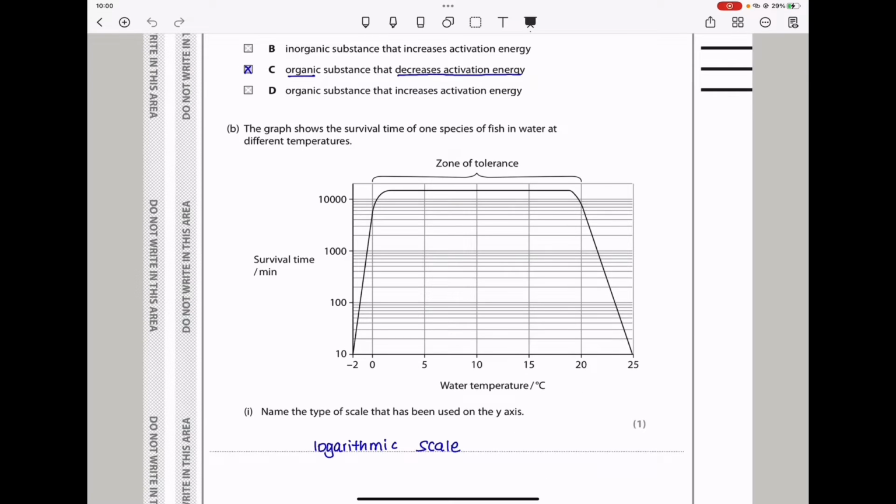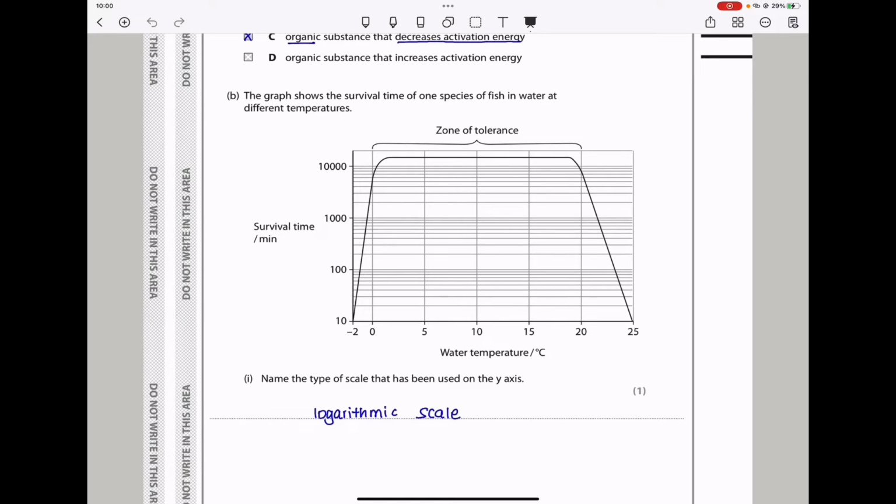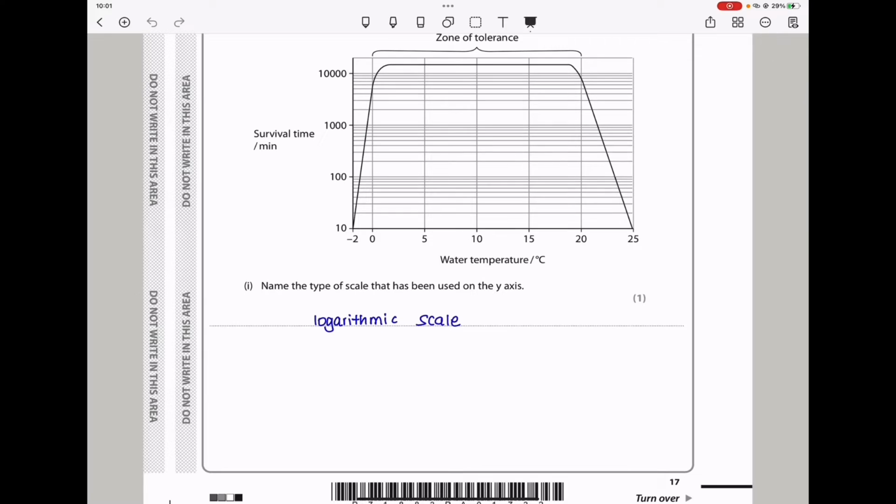In part B, the graph shows the survival time of one species of fish in water at different temperatures. On the vertical axis, we have survival time, and on the horizontal axis, we have water temperature. So we can see the survival time increases and then remains constant before it begins to decrease. So they say, name the type of scale that has been used on the y-axis. This is a logarithmic scale.